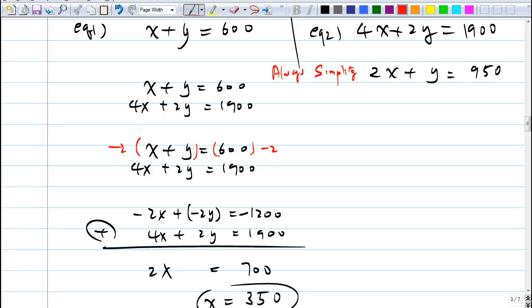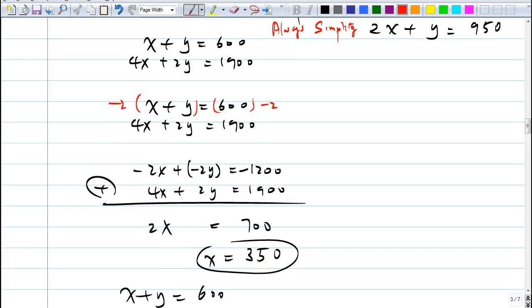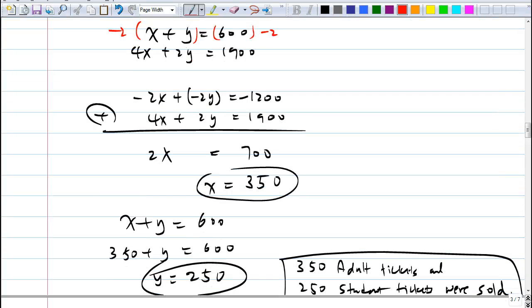We have two of them. Which one is the easiest? X plus y equals 600. Is that the easiest one? So of course y comes out to 250, does it not? So there you go. So you need to write this as a sentence. We sold 350 adult tickets and 250 student tickets.